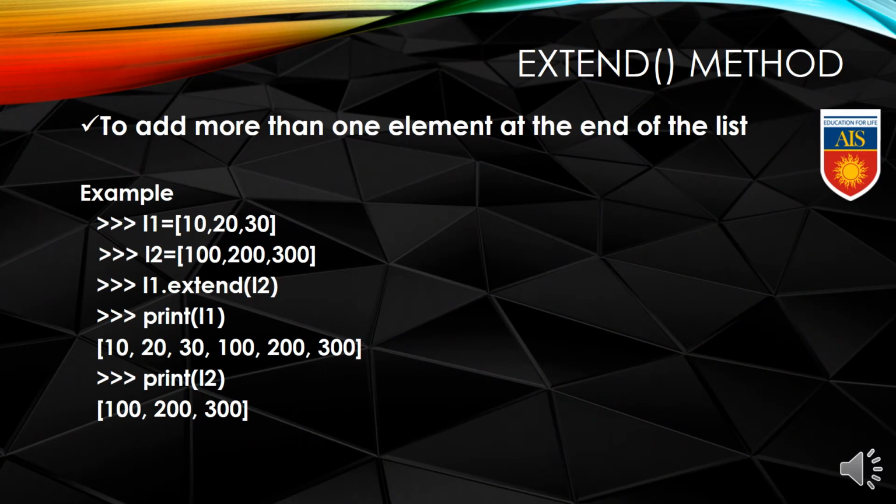Our next option is the extend method. The extend method helps to add more than one element at the end of the list. So we will follow this. Now an example: L1 equal 10 20 30, L2 equal 100 200 and 300. Then L1 dot extend L2, print L1. So it will add L1 and L2 together, and the final output will be 10 20 30, then 100 200 and 300. And if you want to print only L2, then it will also print the L2 value, that means 100 200 and 300.